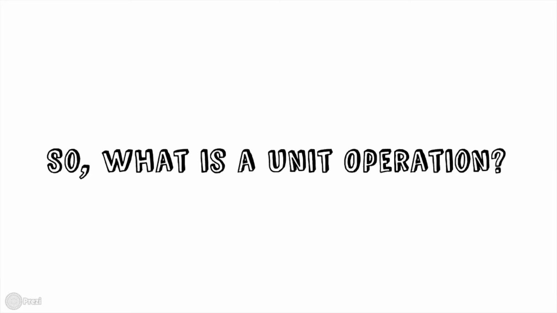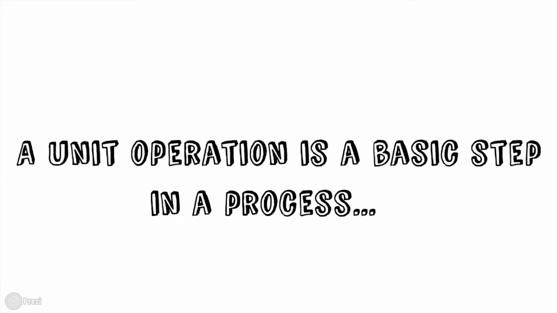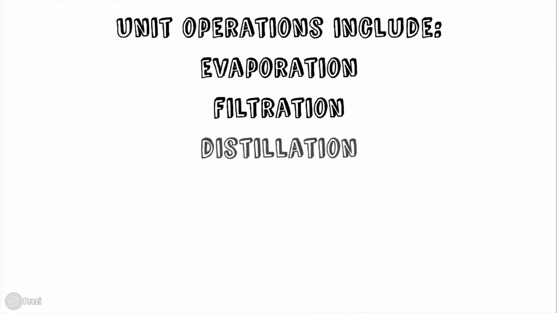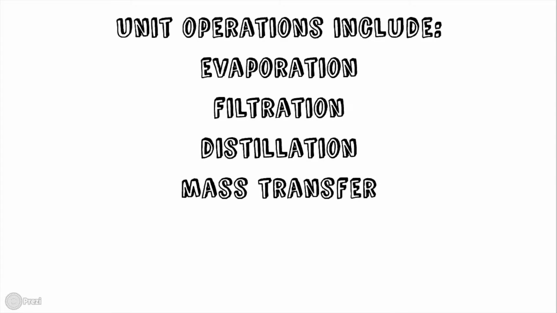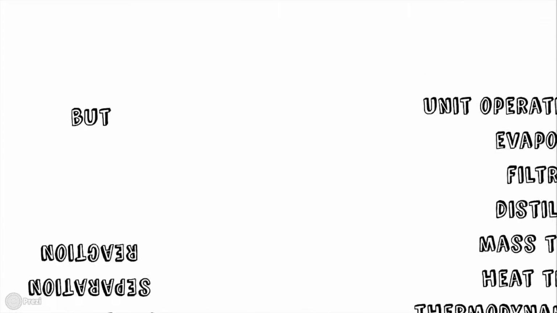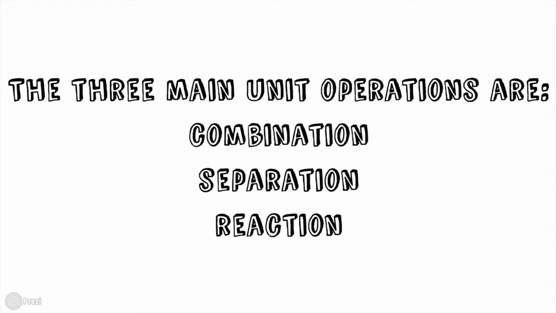So, what is a unit operation? A unit operation is a basic step in a process involving physical change. Some types of unit operations include evaporation, filtration, distillation, mass transfer, heat transfer, and thermodynamic processes. But those can all be divided into three main unit operations: combination, separation, and reaction.